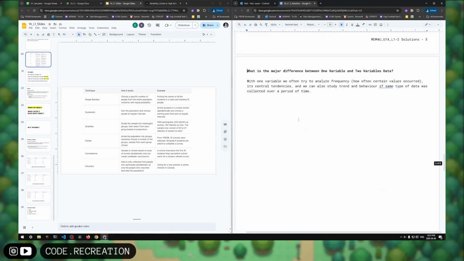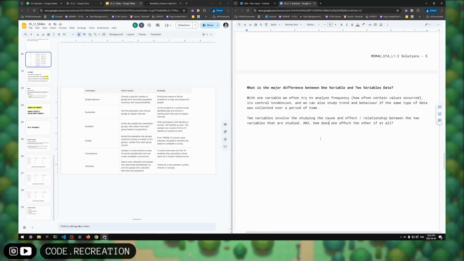Let's put that in a new page here. Okay, two variable data involves studying the cause and effect or relationship between the two variables that are studied. How does one affect the other, if at all? Perfect. And Google has caught all the corrections.